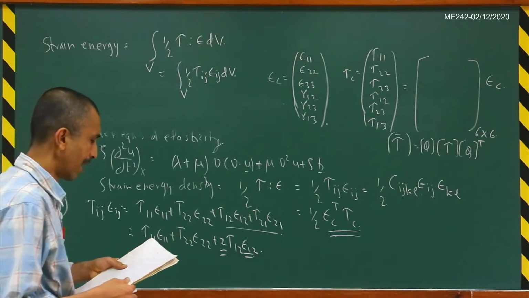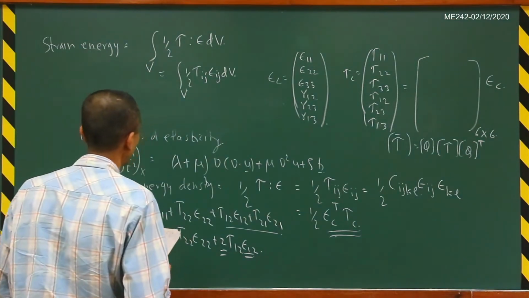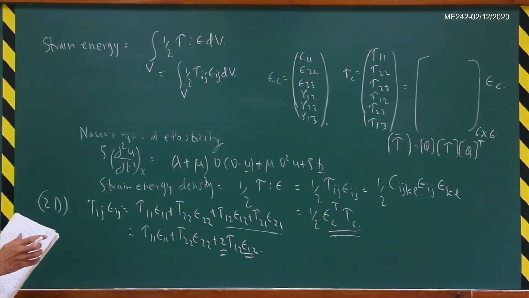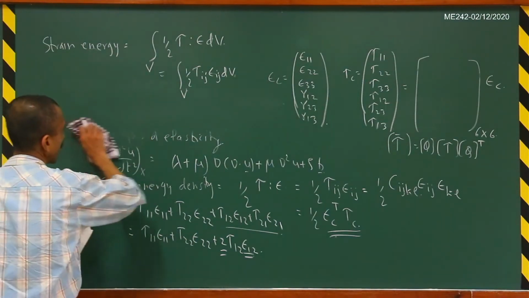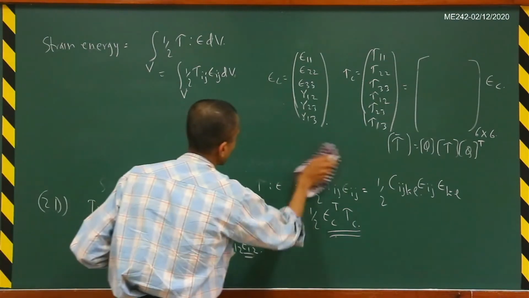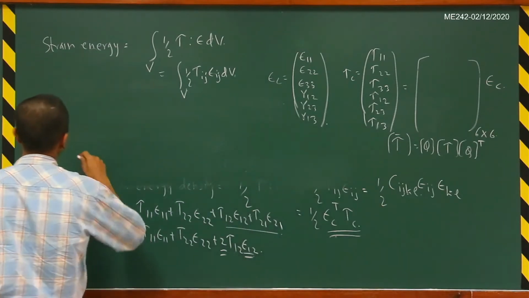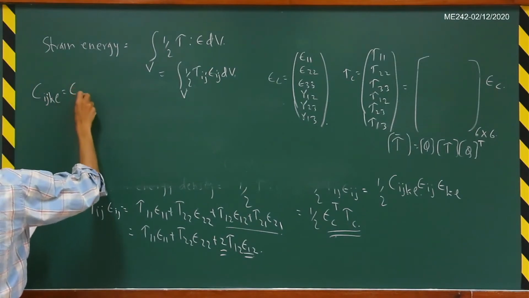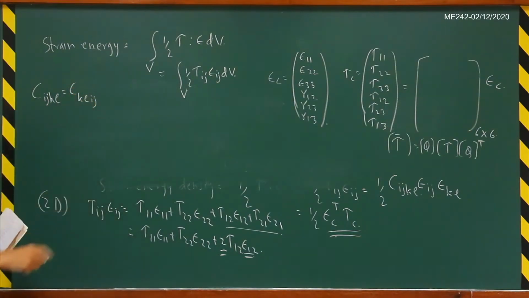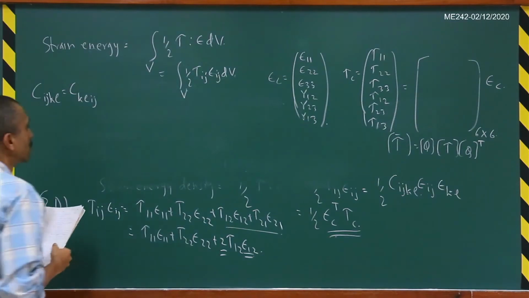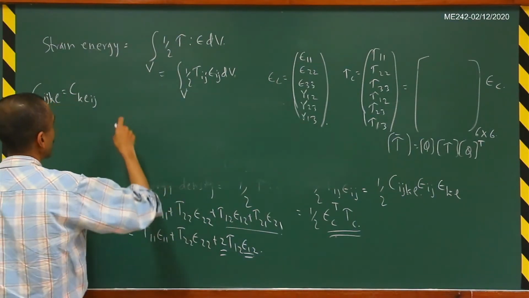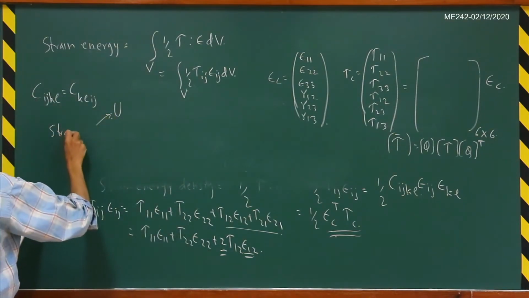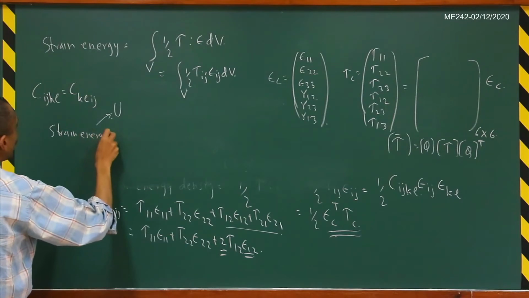If you wanted to find out the total strain energy within that, then this would be the result. Now, if we assume the major symmetry for Cijkl, let us write that again. Last time we had discussed this major symmetry: Cijkl is equal to Cklij. This was the major symmetry that we had assumed. So now if I write this U, this is the strain energy density.